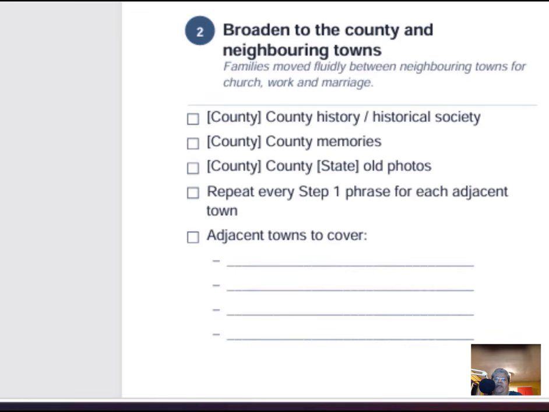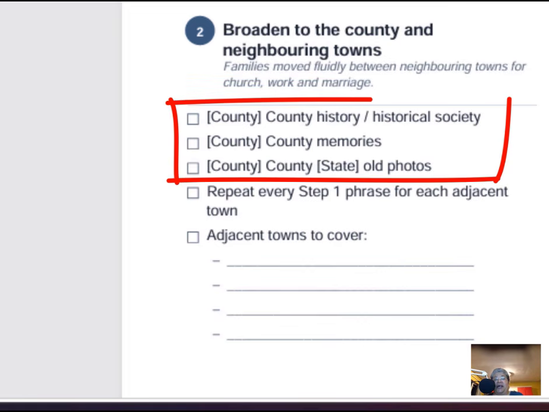Let's say your target place is so small that it doesn't have a Facebook group. People from those places will likely post in the county group. For me, that would be Union County. Yeah, you get the idea. I simply repeat the searches with Union instead of Westfield or Elizabeth.